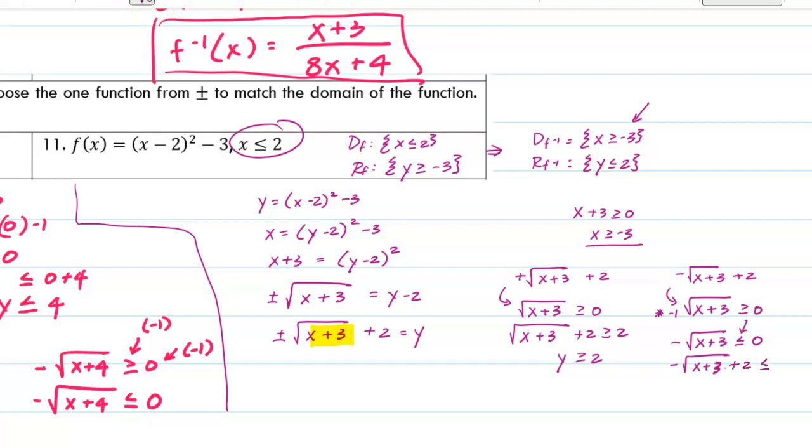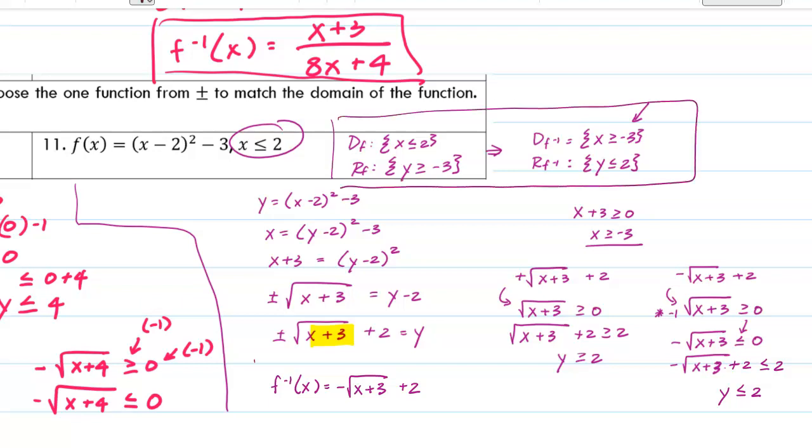Plus 2 to both sides. So it means y is less than or equal to 2. So I need the negative. So f of -1 of x is going to be the negative x plus 3 plus 2. And you can see this is the domain and range, and that is the function that I need in order for it to be the inverse.